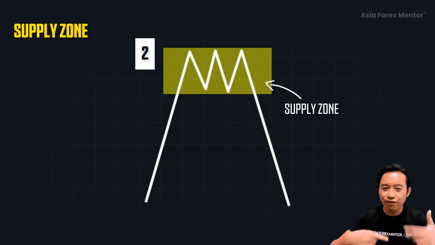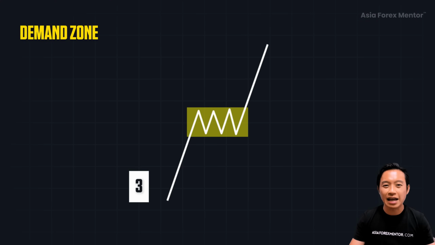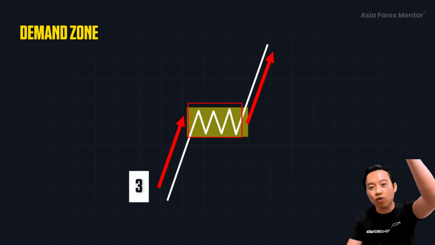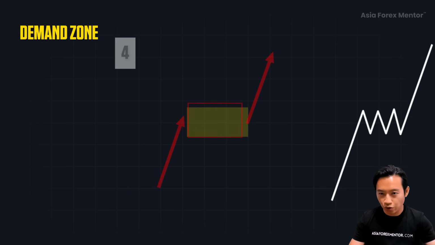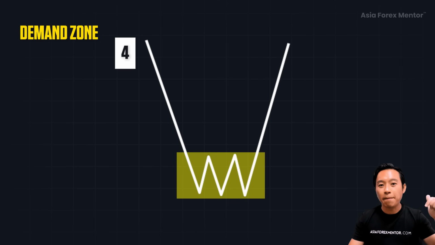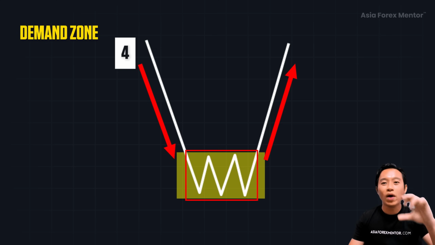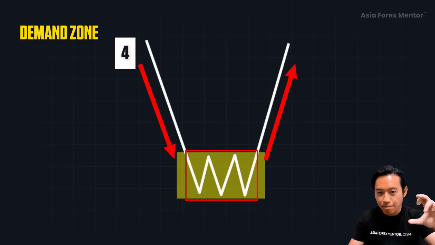So now vice versa for demand zones is that price goes up, pauses a little bit, consolidates, and then continues moving up higher. So this is clear-cut trend continuation. And then for reversal, this is where price goes down, consolidates, and then rises again. So this is where it creates the demand zone, where the buyers take control.